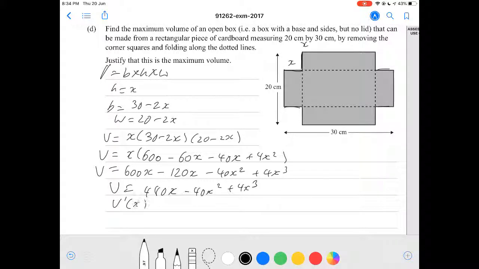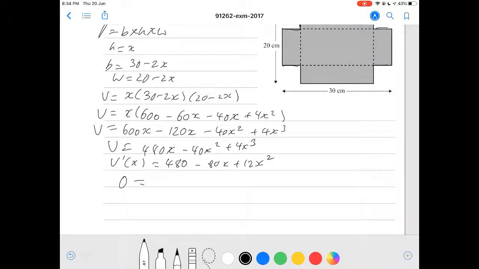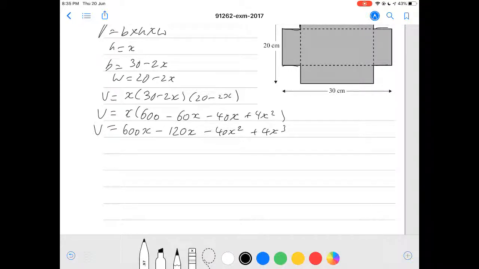So now we can do our v dash of x equals 480 minus 80x plus 12x squared. Okay, and now we're going to substitute it equal to 0. So we're going to plug this into our calculator. We're going to say our a equals 12, b equals negative 80, and 400. Oh yeah, sorry. I see what I did wrong. Sorry, I made another mistake. Making some simple algebra mistakes here.